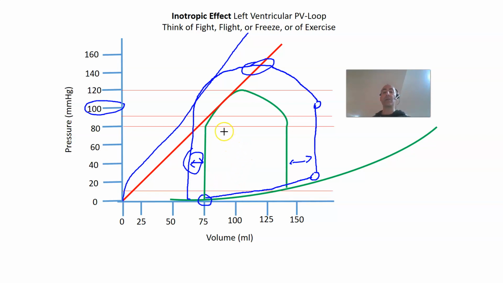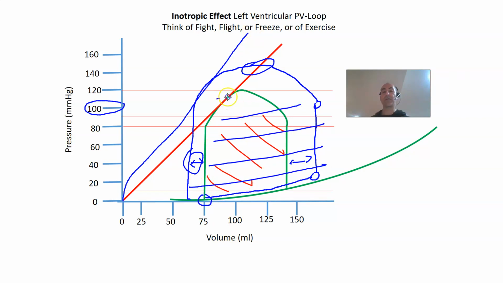So if you take a look, the original amount of work that you had done was this, right? It's the area under the curve. But the work that you do now, when you have an inotropic effect, is under this curve. Okay, so you made the heart stronger. So that's what happens when you exercise.